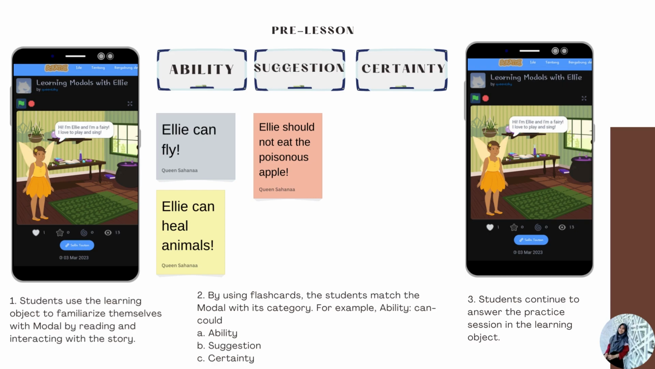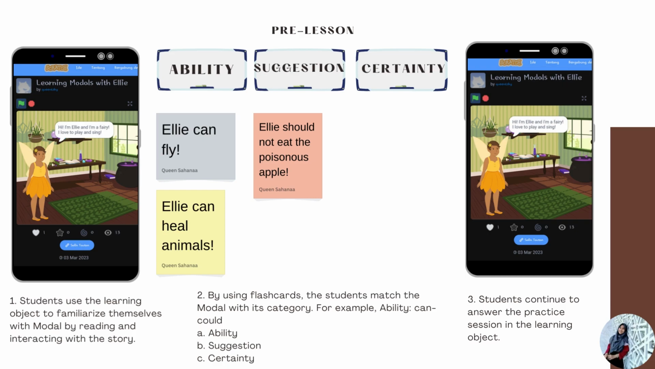And then, with the help of the teacher, they will identify the modal can, and the students will match this modal can to the corresponding category, which is ability, by using flashcards. Each student can also have their own flashcard, or maybe they can use sticky notes, depending on the resources that the students have. I personally love to use sticky notes because it is much easier, but any kind of resources I welcome. This pre-lesson activity can be done in the first 10 to 15 minutes, depending on the classroom time.